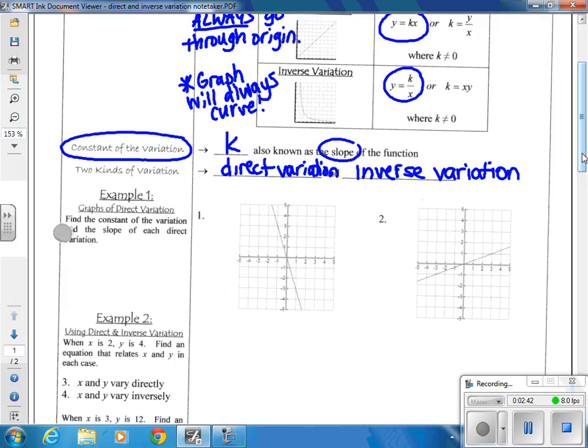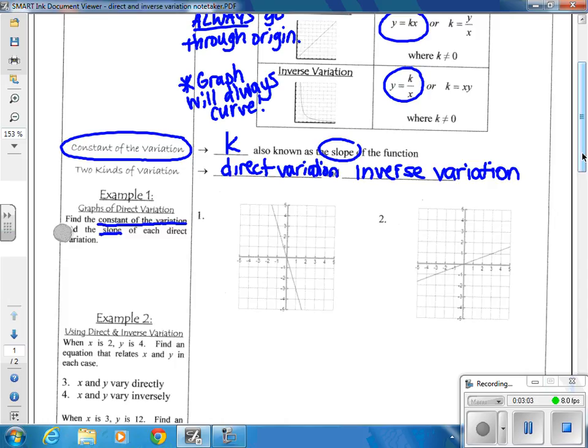The first example is asking you from a graph to find the constant of the variation and the slope of each direct variation. They're already telling you it's direct variation, and if you look at both of them, we can confirm that because they both go through the origin. What we need to do next is to find the constant of variation, which is the exact same thing as the slope. So you're only doing one thing, even though it sounds like they're asking for two.